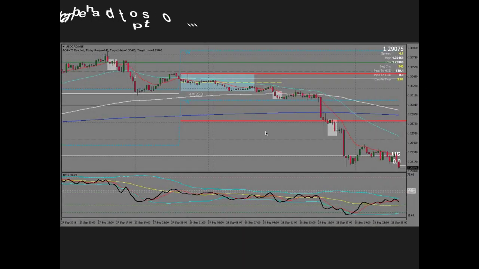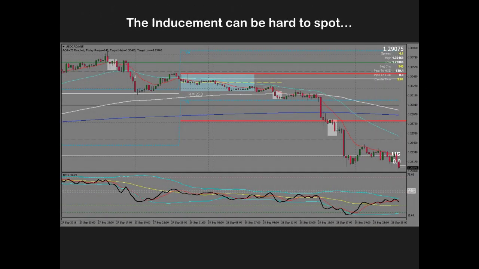Now, sometimes the inducement can be pretty hard to spot. Just like that last one, the inducement was very small. If you look at the range here, 25.8 pips is a very small range. You're going to see this candle come right out of the range, just poke its head out of the range a little bit. But that counts as the inducement out of the Asian range. It doesn't matter how small it is.